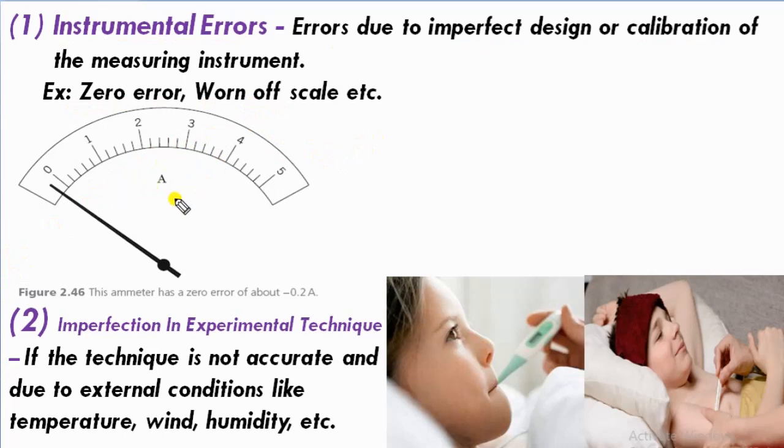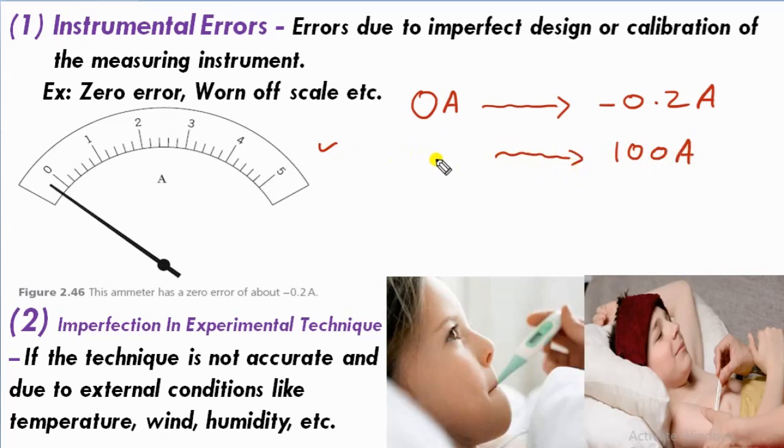Suppose I am using this ammeter to measure the current in an external circuit. Now when this ammeter is not yet connected to any external circuit, it is showing a value of minus 0.2 ampere. But we know the correct value of current when this ammeter is not connected to an external circuit is 0 ampere, because no current is yet flowing through this ammeter. So now we can say that when this ammeter is showing a value of say 100 ampere, the true value or the actual value of the current must be 100.2 ampere.